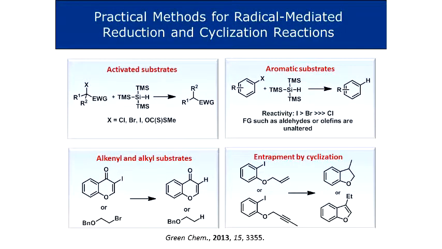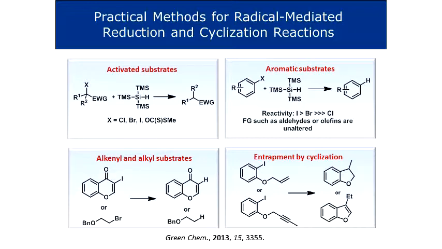And we show that you can do it for activated substrates. If you have electron withdrawing groups over here, the C-X bond is efficiently reduced, and also xanthates and so on. For aromatic halides, iodides are very efficient, bromide reacts very much slower, and chloride is inert to the conditions. And in this case, functional groups such as an aldehyde, a terminal olefin, or an alkyne will be untouched under these conditions.